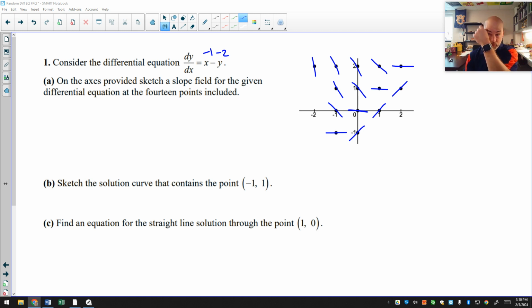And on the AP exam, they will tell you how many points to look for. So some people get carried away and they accidentally sketch one that goes through this point at 2, 0. However, that is not it. So make sure that you only draw slopes through the number of points indicated.